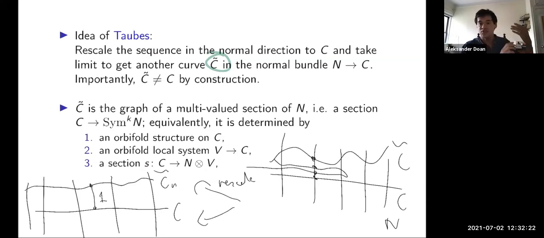The local system essentially remembers how the branches change. And it has to be an orbifold local system because some branches can collapse, so you encode that in the orbifold structure. The upshot is that we started with a sequence of curves, and we found that when the collapse happens, such a collapse leads to a multi-valued section of the normal bundle.